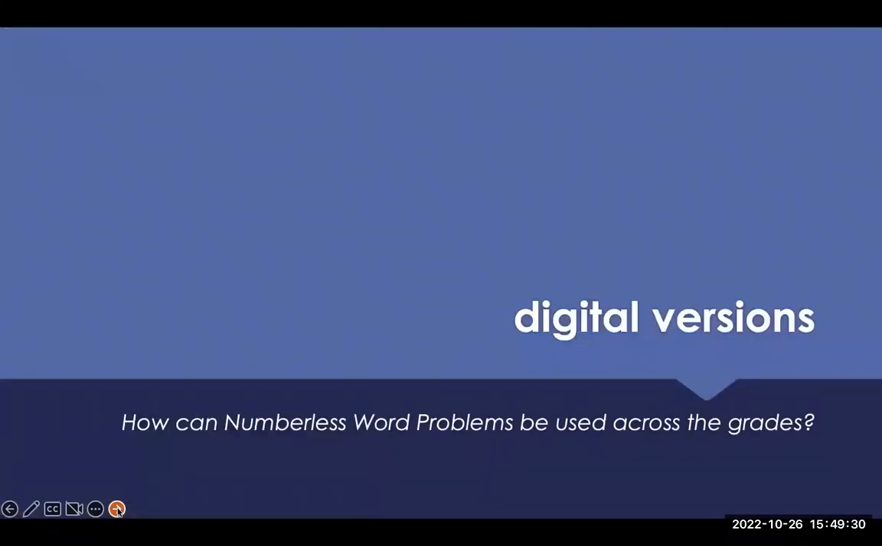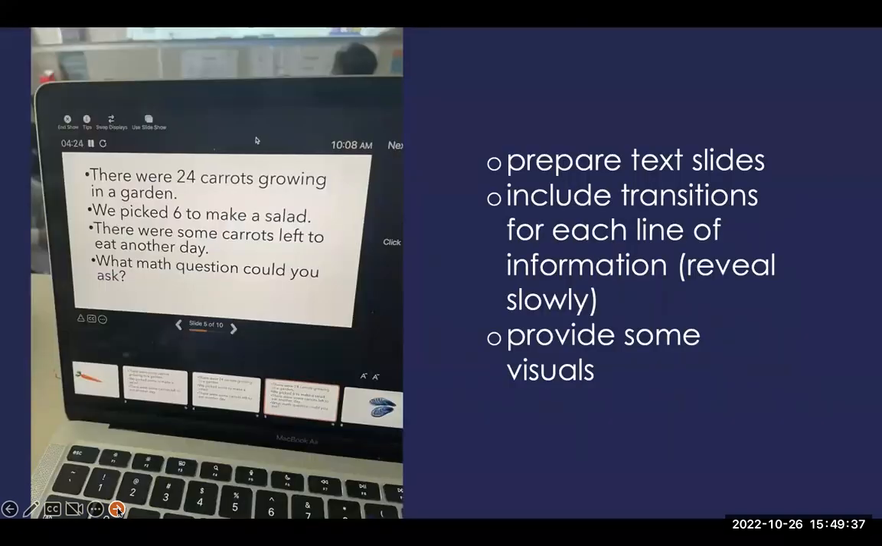Again, digital versions: once you've created a couple on slides, whether you use Google Slides or PowerPoint slides or something else, you can just adapt them. So this was a grade 1-2 class at Tate at the end of last year.